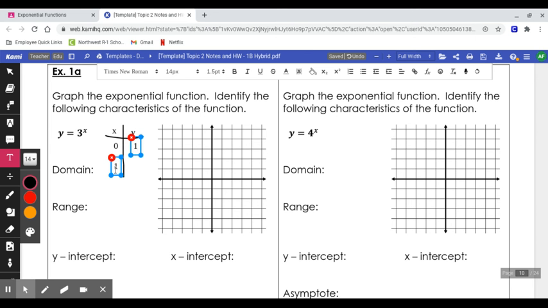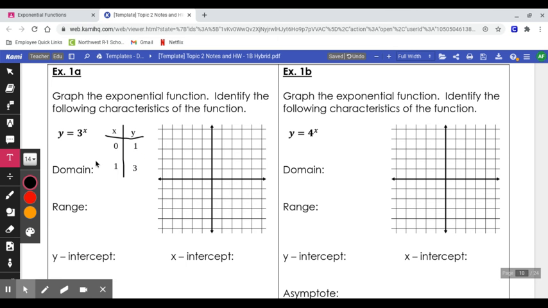Okay, what about if we plugged in 1 for x? 3 raised to the 1 power. Anything raised to the 1 power is just itself. So 3 raised to the 1 is 3. Okay, so we have this table here, and really these are just points.